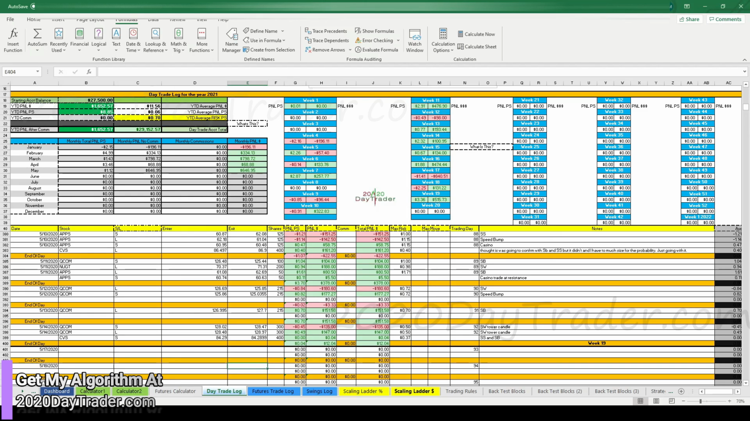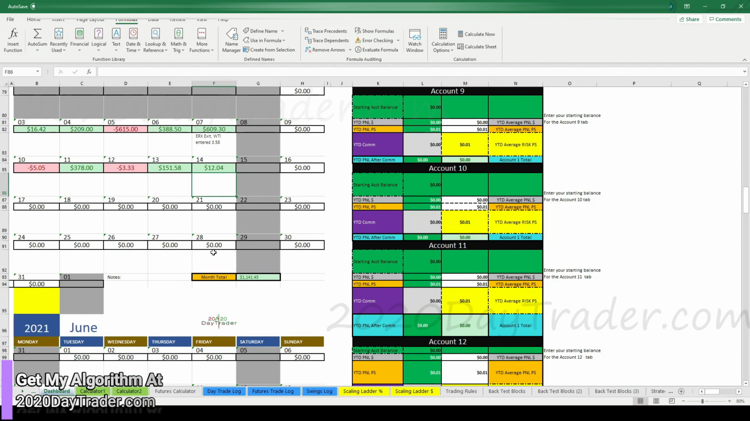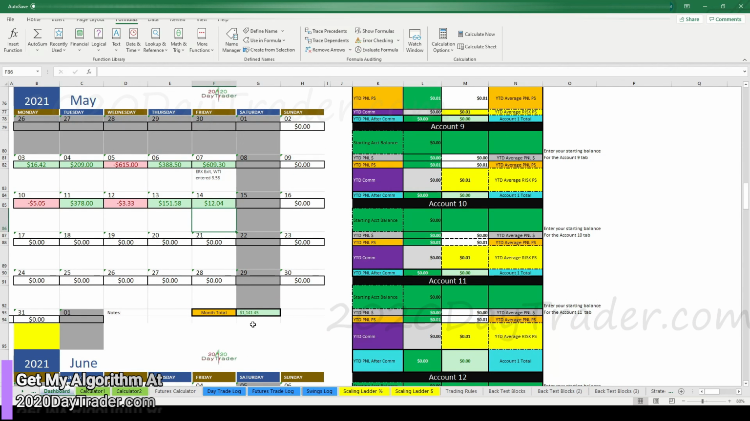And then over the scaling ladder, what does that do for us? So we're there. We're four in. So we got 6 more to go, 7 more to go still to reach that. And then looking over at the calendar, we're over $1,000 now for May, so pretty sweet, and we got 2 weeks left.